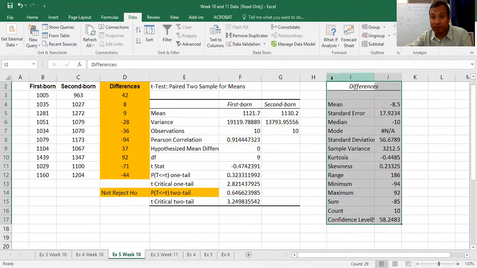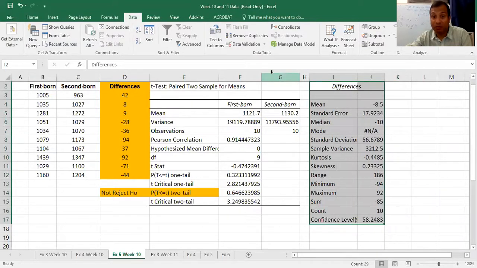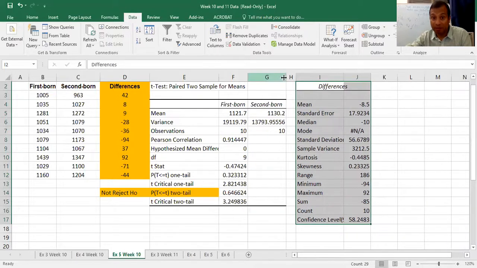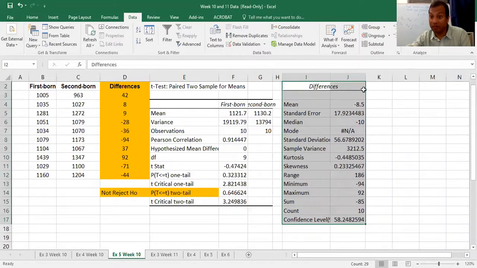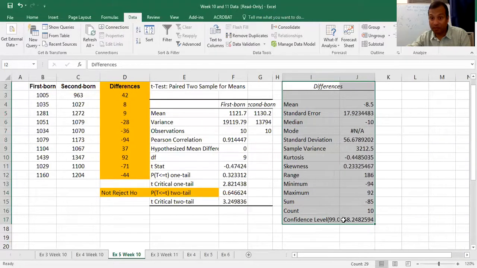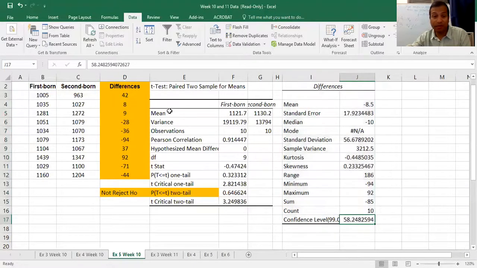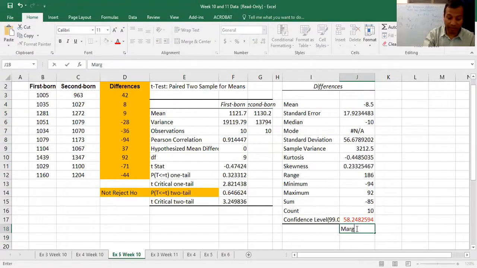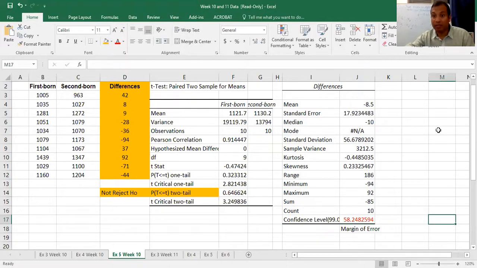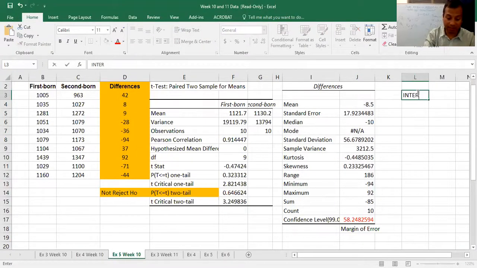Now, same as the previous one, what is in front of you? The margin of error and the mean value of the differences. So this one is your margin of error, the E value. This one is the E value, margin of error, at the bottom, right? And then you can find the interval. So now I'm finding the CI interval.